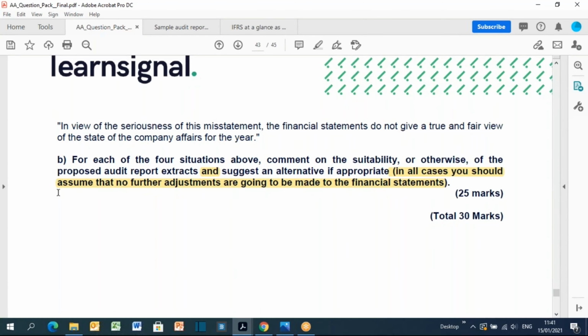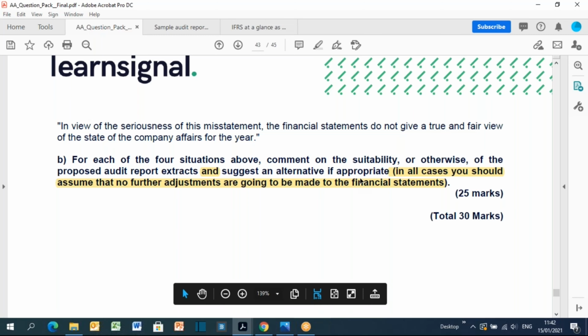If we look at this question, for each of the four situations above, comment on the suitability or otherwise of the proposed audit report extract and suggest an alternative if appropriate. So you should read the paragraph, say what opinion was given, and say if that was appropriate or if something else is needed.